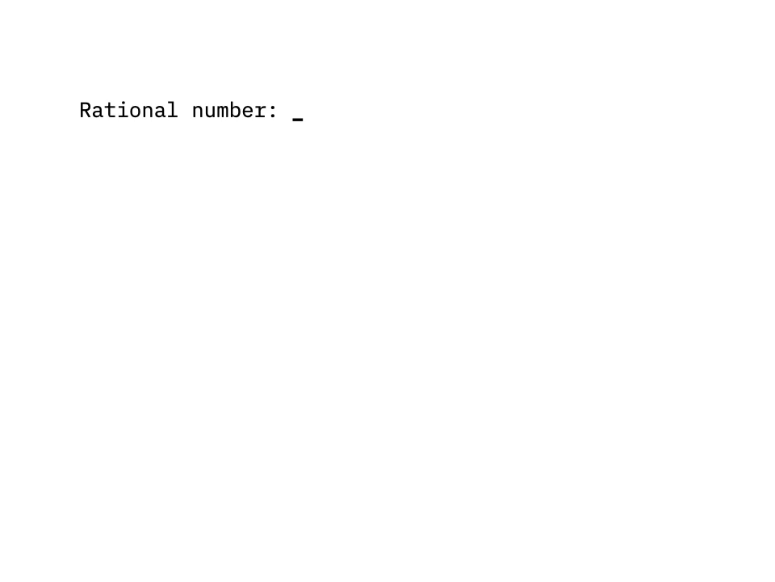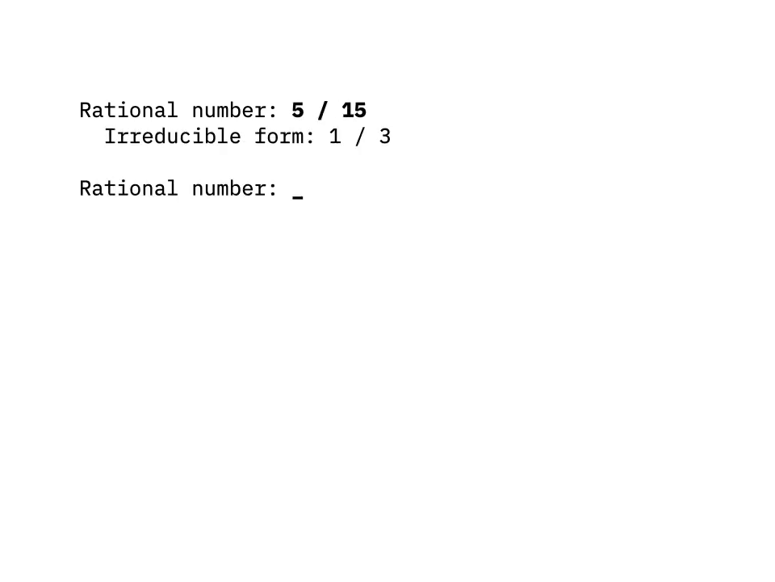Here, the program prompts the user to input a rational number. Let's input 5/15. And the program gives us the result 1/3. In other words, 5/15 is equal to 1/3, but 1/3 cannot be reduced any further. In our minds, we should picture a 5×15 rectangle, but then instead of expressing the dimensions in terms of the unit square, we express it in terms of the largest square that fits exactly into the rectangle.